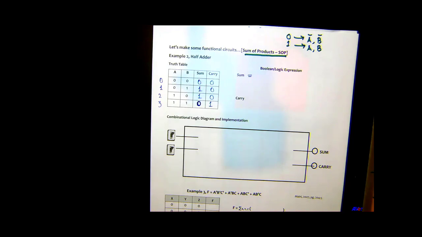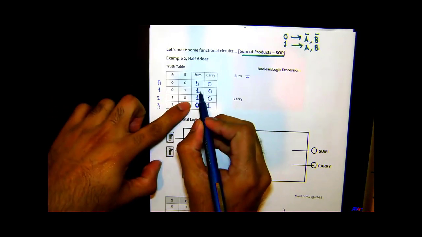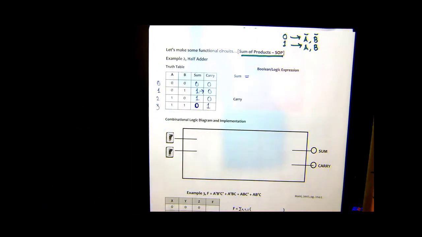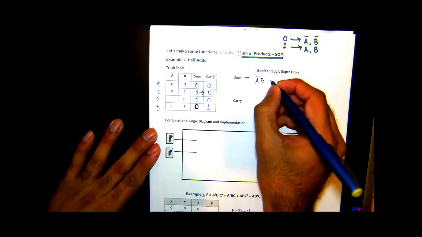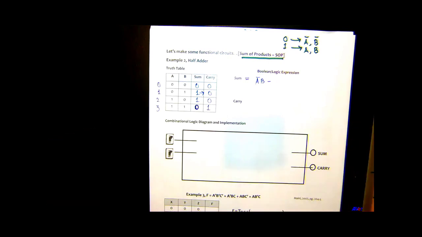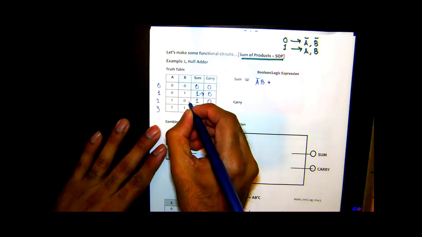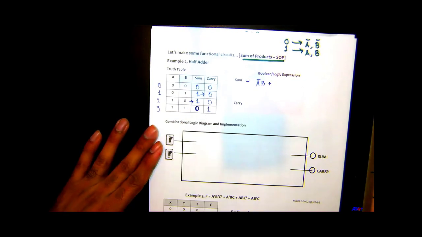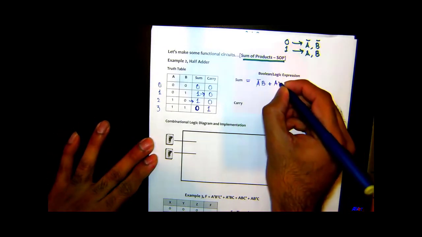How many minterms do we have here? We got 2 minterms, right? And those are 1 and 2, correct? What is the expression for this one? Yes. A bar B. Okay. And what do we do with the minterms? We add the individual terms, right? Okay, plus. And the other minterm is right here. What is the expression for this one? Yes. A B bar. Correct.